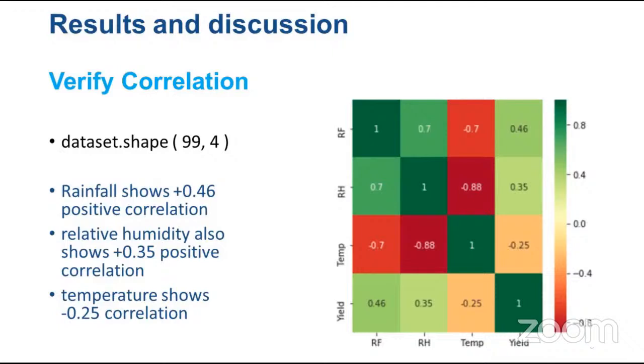Rainfall shows a 0.46 positive correlation, which depicts that whenever there is an increase in the rainfall, there will be an increase in the yield. For degrees, vice versa. Similarly, relative humidity also shows a 0.35 positive correlation, but temperature shows a 0.25 negative correlation. It defines that whenever there is an increase in temperature, the yield is reduced.